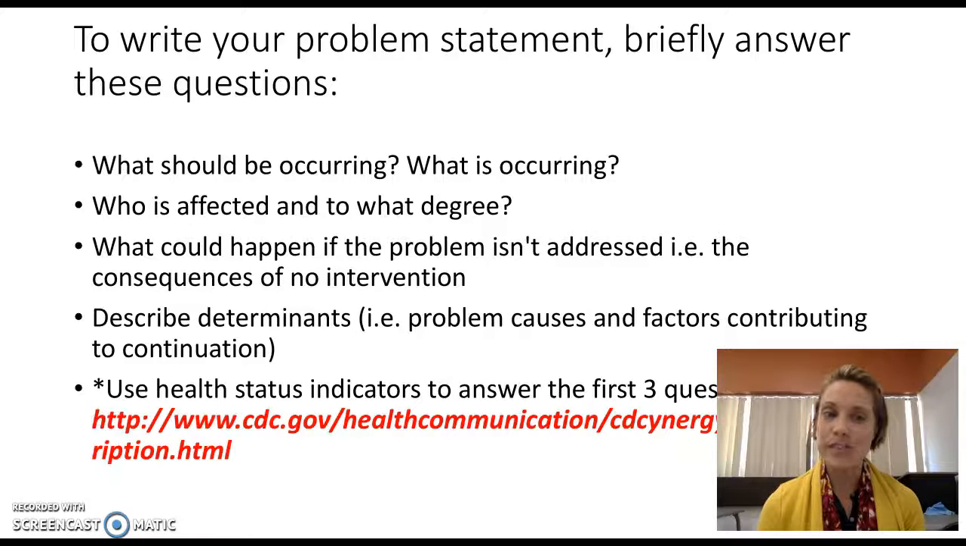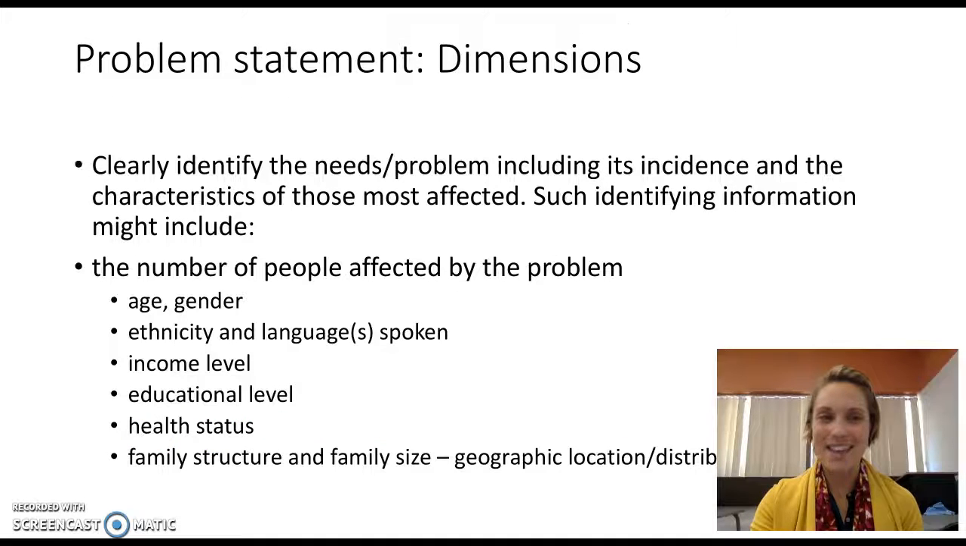Then describe the determinants. So what are the problem causes and what are the factors that contribute to the continuation of this problem? You can use the health status indicators to answer these first three questions, and this presentation is available in the non-video format in this lecture section as well. So you can just click on this CDC link in order to find that on your Blackboard page.